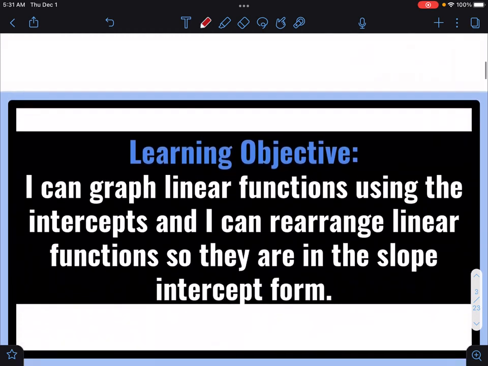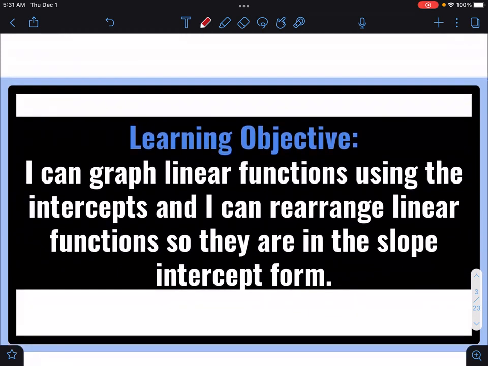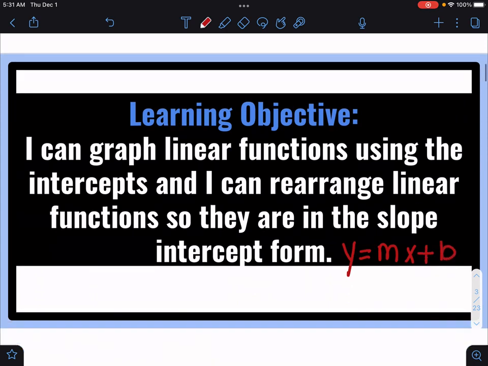Today we are going to see linear functions that are in what we call standard form, and we're going to learn how to rearrange them so they are in slope-intercept form. If you remember, slope-intercept form is y equals mx plus b. We want it in y equals mx plus b form. That way the m tells us our slope and the b tells us our y-intercept, and then we can graph the way that we learned last time.